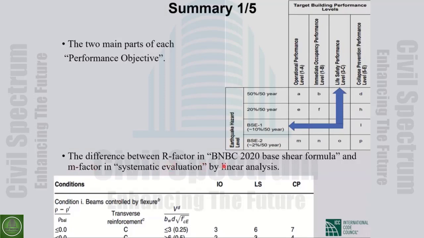We have R factor in EMBC, and we have m factor in systematic evaluation. What is their difference? R factor is the same for all buildings. We divide the whole demand in the building by R factor, but m factor is dependent on the condition of each element and each performance level. So it is element level.